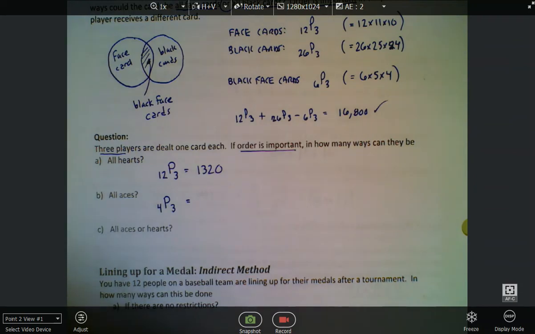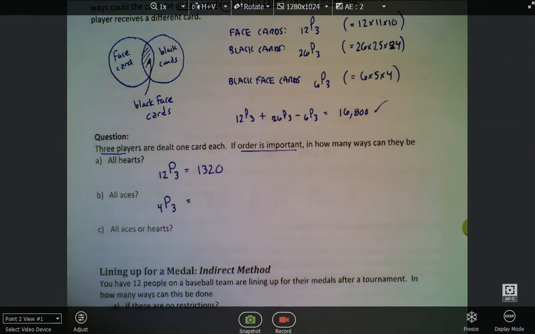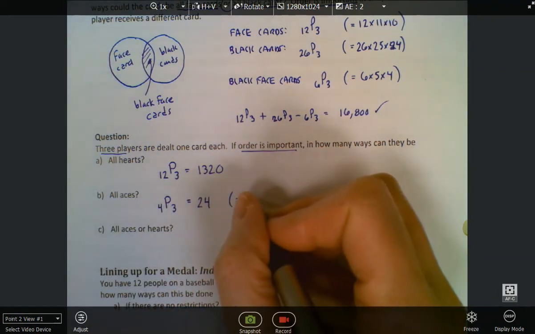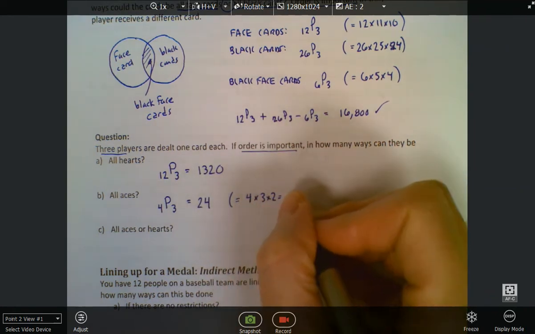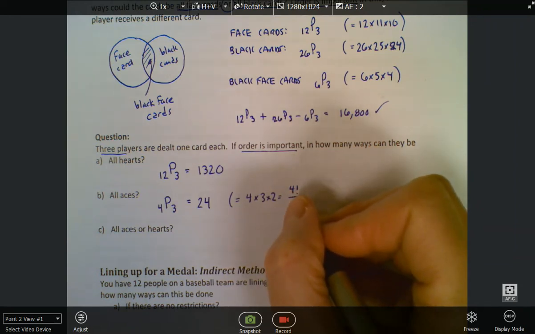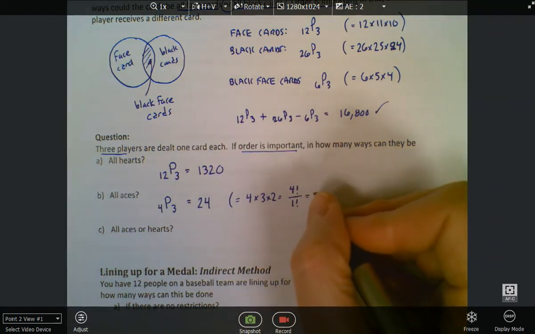And that's just basically 4 factorial over 1 factorial, so 4p3 is 24. And you're like, well, how'd you get that? Well, there's lots of different ways. There's 4 times 3 times 2, which is 24, or you could do 4 factorial over 1 factorial, which is 4 times 3 times 2. It's all the same thing. It's 24.